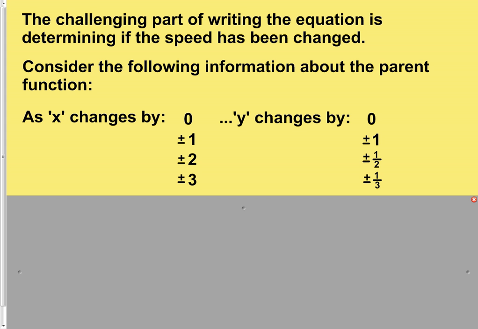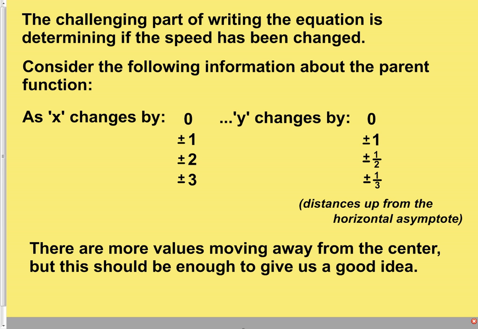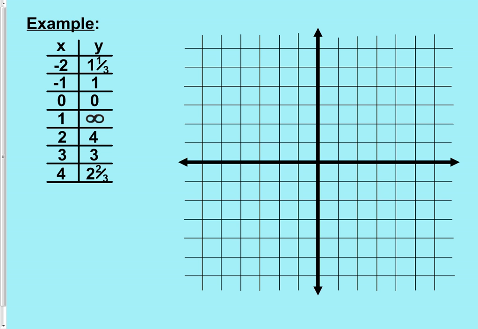So as x moves 1 over 1, the reciprocal of that is still 1 over 1. As x moves 2 over 1, the reciprocal of that is 1/2. As x moves 3 over 1, the reciprocal is 1/3. Okay, so that's where those step sizes are coming from, and that becomes the basis for how to decide if the speed has been changed and by how much.